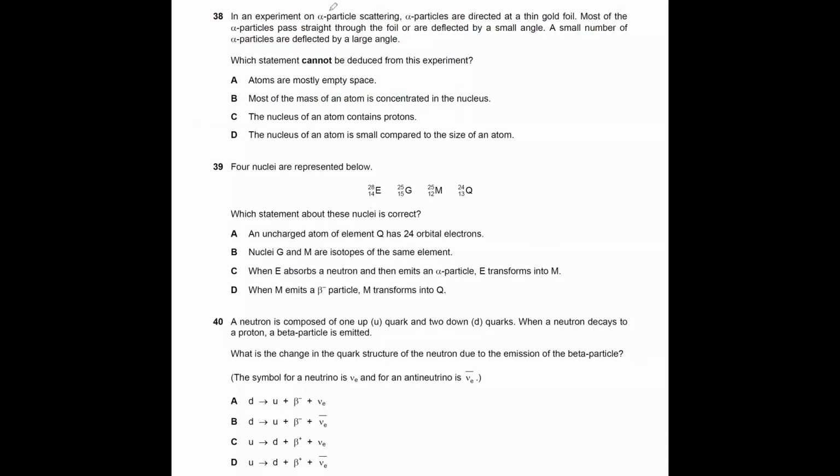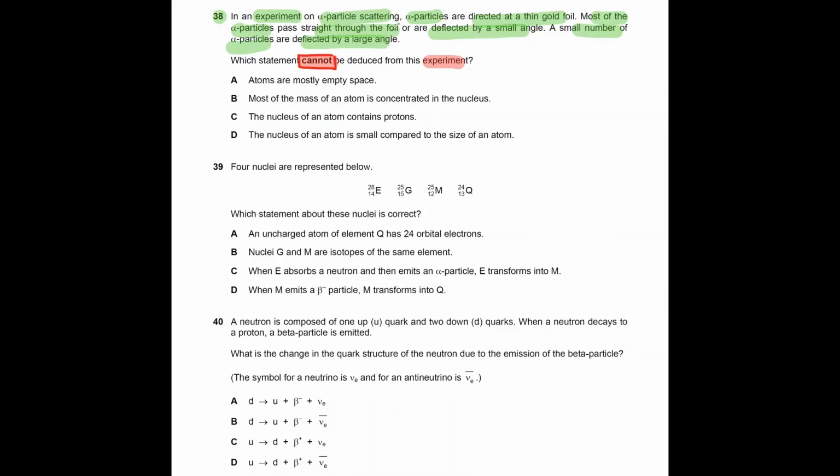Now for question 38, in an experiment on alpha particle scattering, alpha particles are directed on a thin gold foil. Most of the alpha particles pass straight through the foil or are deflected by small angles. A small number of alpha particles are deflected by large angles. What cannot be deduced from this experiment? So you're supposed to pick out the false statement here.